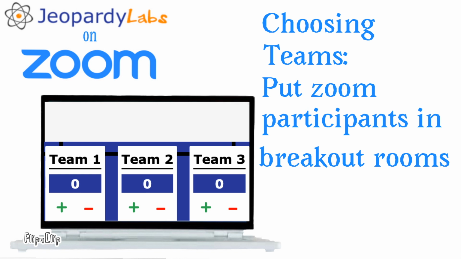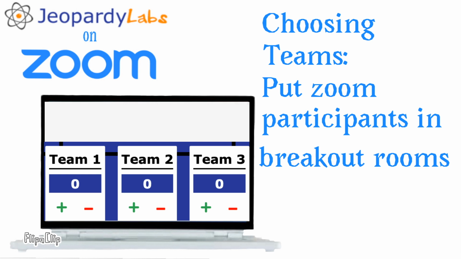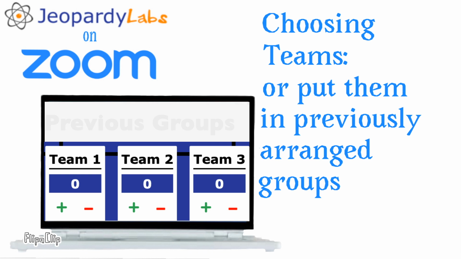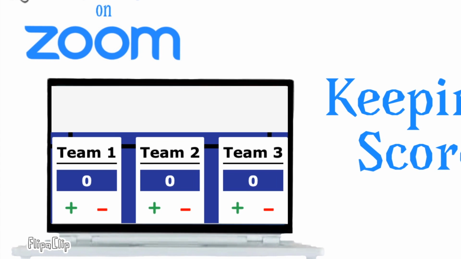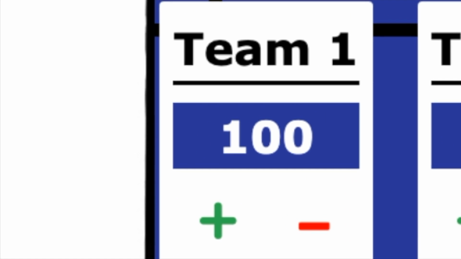One way to choose teams is to put the participants in the Zoom breakout rooms and then bring them back. This way, you can quickly, randomly select teams. Another easy way would be boys versus girls, or just put them in previously arranged groups. Keeping score is pretty easy. If the team answered a 100 question point right, you click plus 100.